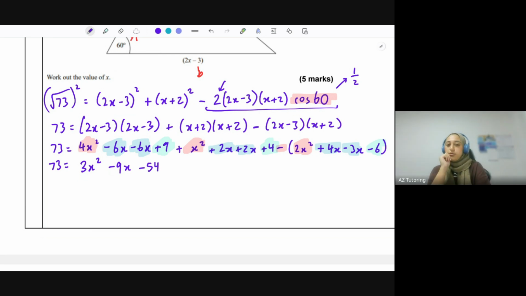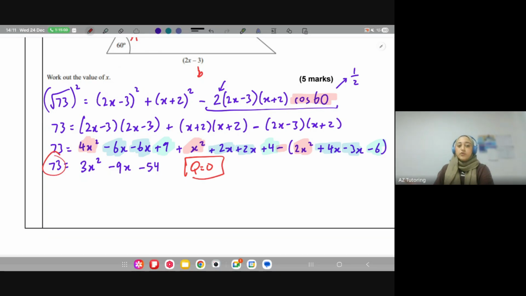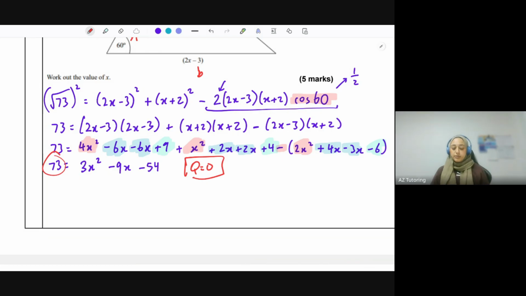Now, what you should notice here, remember what we said before, quadratics always have to equal to 0. So we need to get this 73 over to the right-hand side. And I know I've got a quadratic because I've got something x squared, something x, and a number. So 3x squared minus 9x. And then if I minus 73, so minus 54, sorry, this here should be 19.